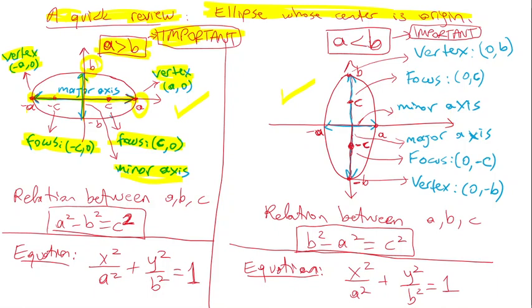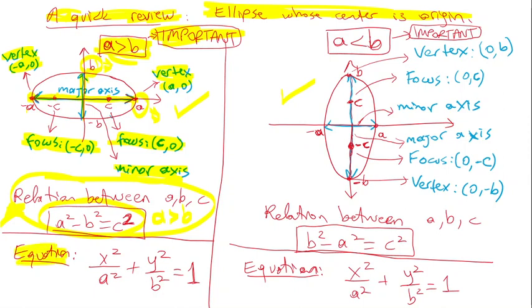These are the important things you have to know about an ellipse of this form. So this C is not arbitrary, by the way. There's a relation between A, B, and C here. A is the x-intercept, and B is the y-intercept. The relation is, as long as A is bigger than B, as in our case, C squared will be equal to A squared minus B squared. So this is the relation between A, B, and C.